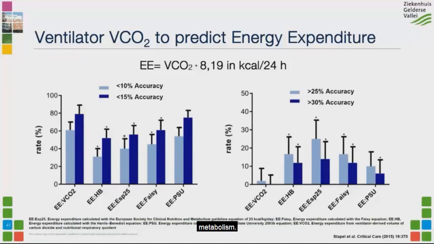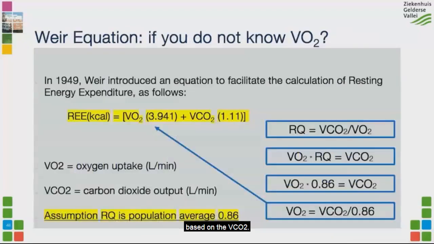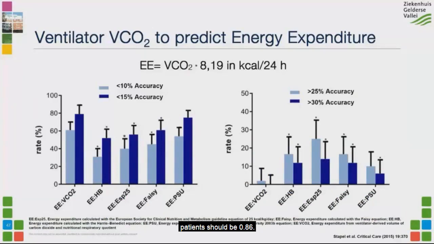And if you take into account the average RQ of a group of patients, that's 0.86, so the average of substrates that are burned in the patient is 0.86, then you can calculate the VO2 based on the VCO2. So you can see in this slide, if you use the VCO2, you can calculate the VO2 by VCO2 divided by 0.86. But of course, then your RQ in the patient should be 0.86.